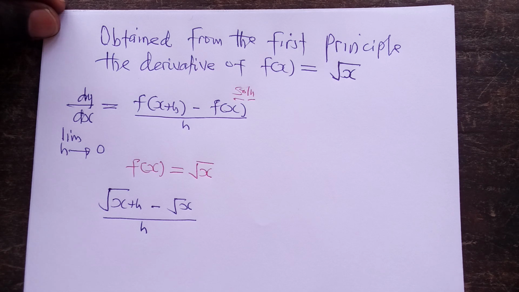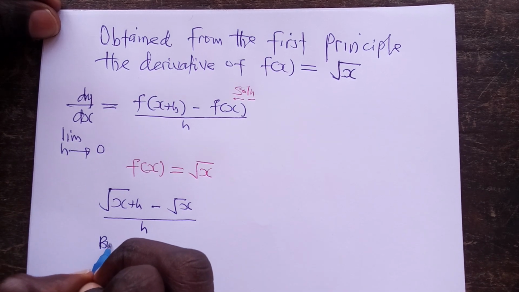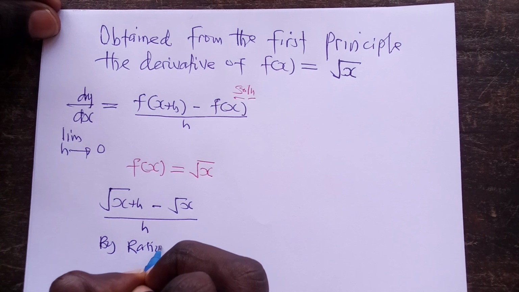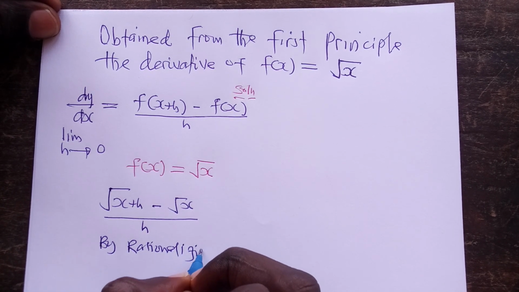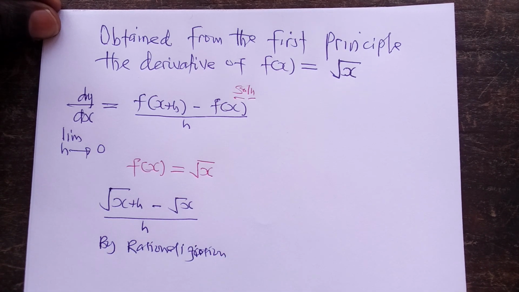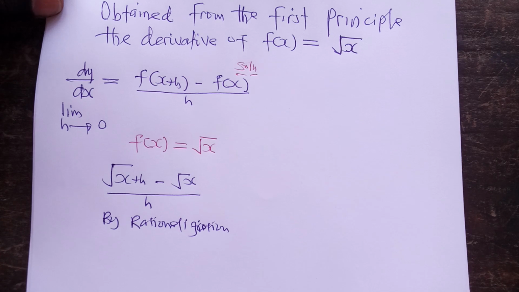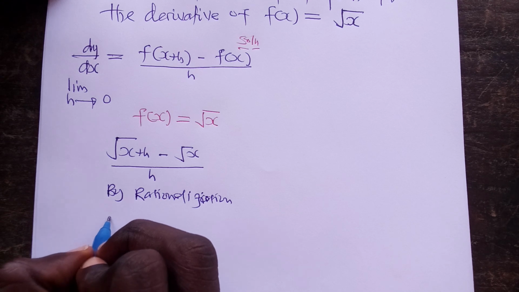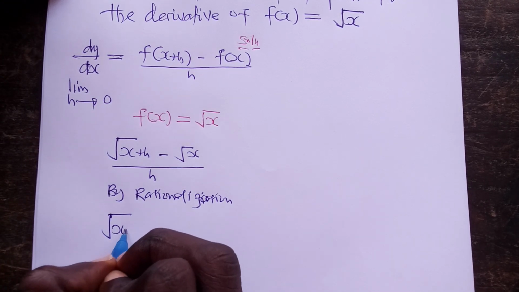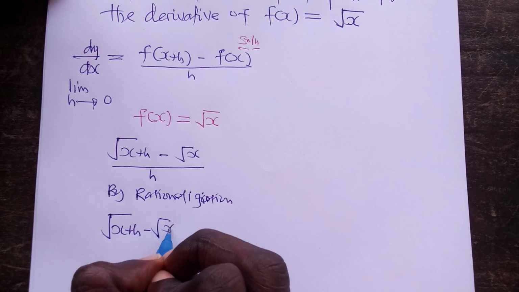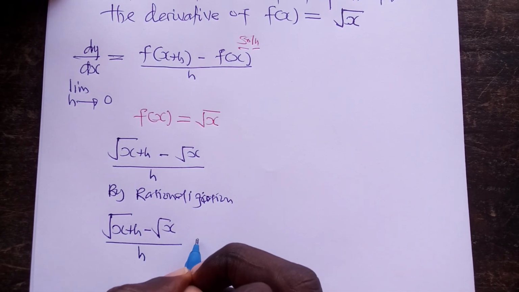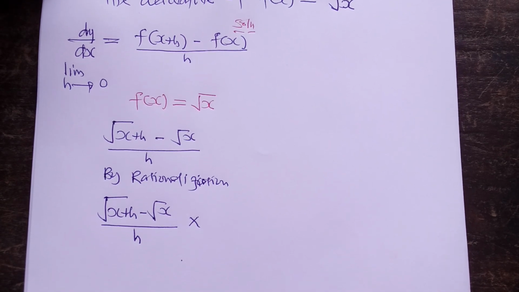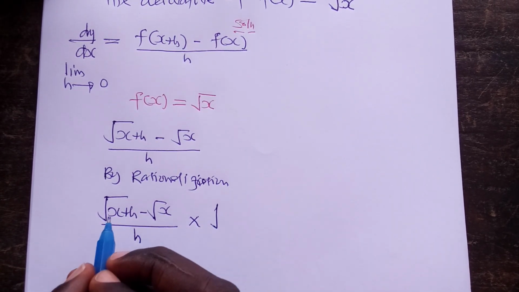Now from this point, what are you to do next here? You apply rationalization of sorts. Let's rationalize this one. Now rationalizing this one, this becomes root of x plus h minus root x, divided by h. Now multiplying by the same thing, also we rationalize the numerator.